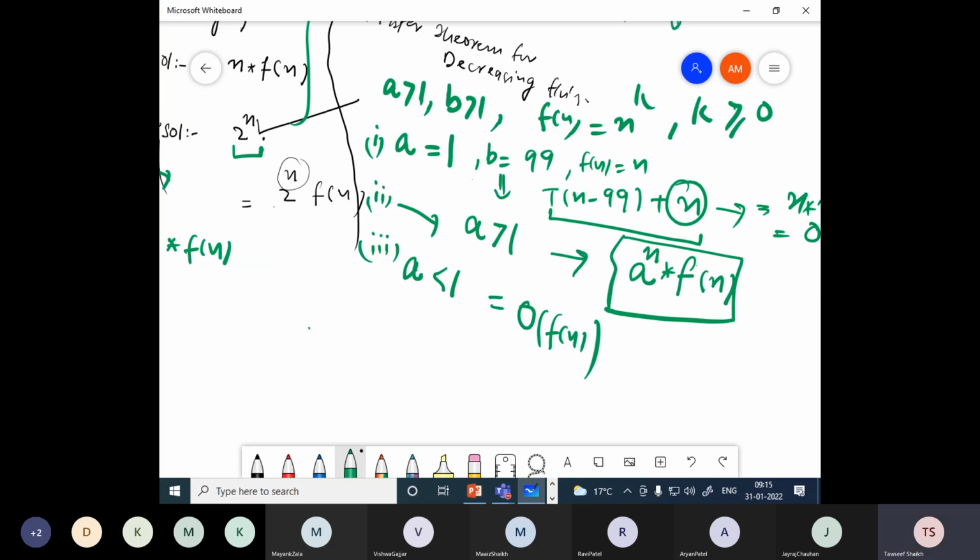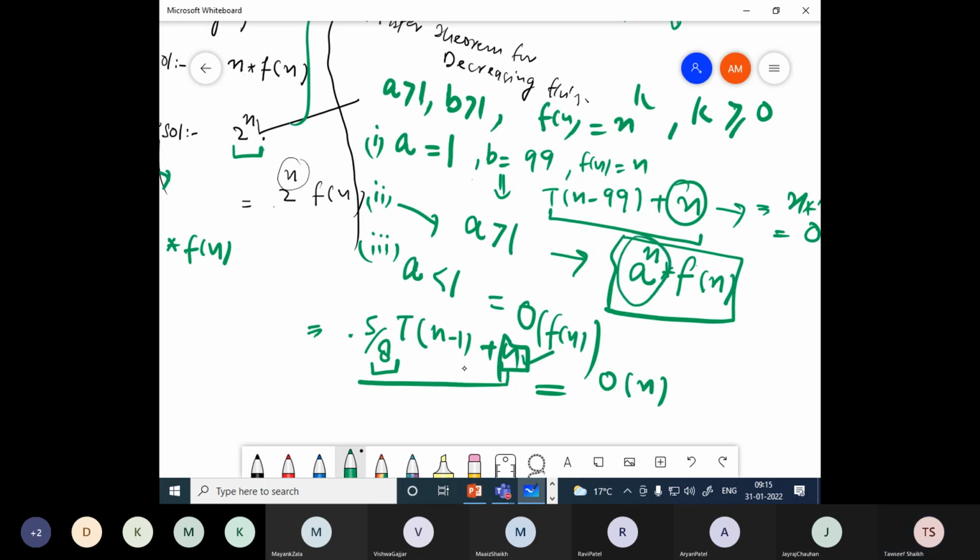Okay, so if we are having something like here, it is given as 5 divided by 8. This will be less than 1, and then the function is T of n minus 1 plus n. So when it is in decimal points, less than 1 but greater than 0, in such recurrences the solution will be just the order of the function term, that is this term. We don't have to multiply it by n, we don't have to multiply it by a to the power n. So it will be direct order of n in those cases.